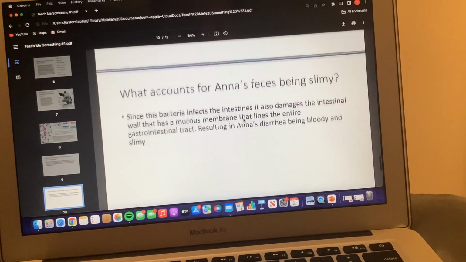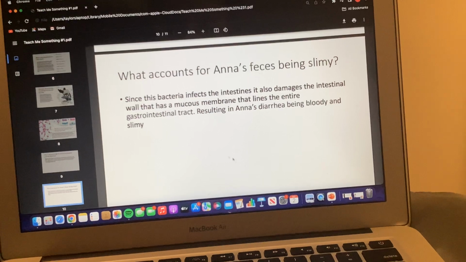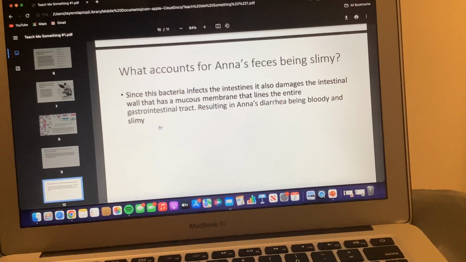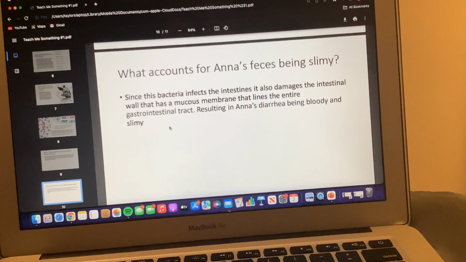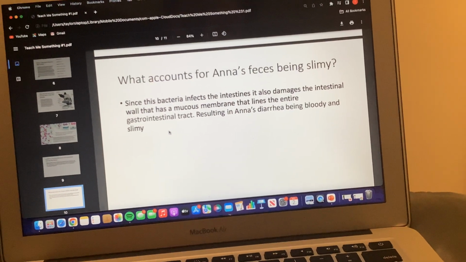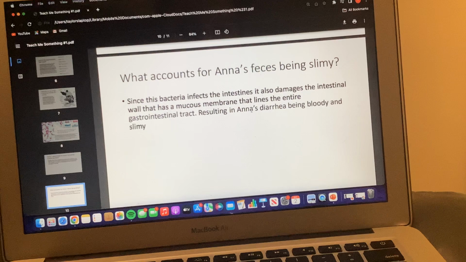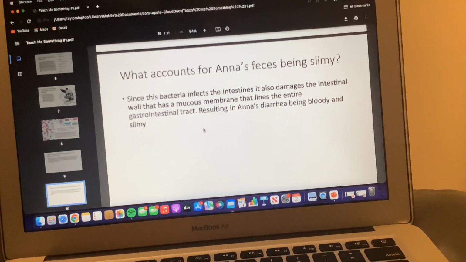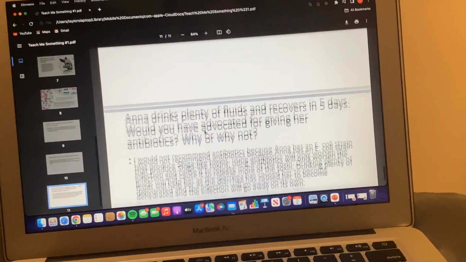What accounts for Anna's feces being slimy? Since the bacteria infects the intestines, it also damages the intestinal wall that has a mucous membrane that lines the entire gastrointestinal tract, resulting in Anna's diarrhea being bloody and slimy because it has the mucus in it.